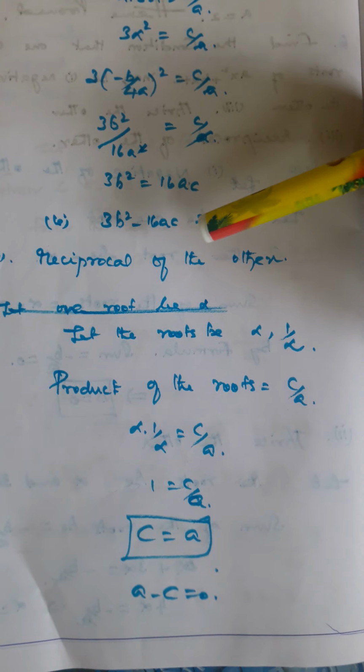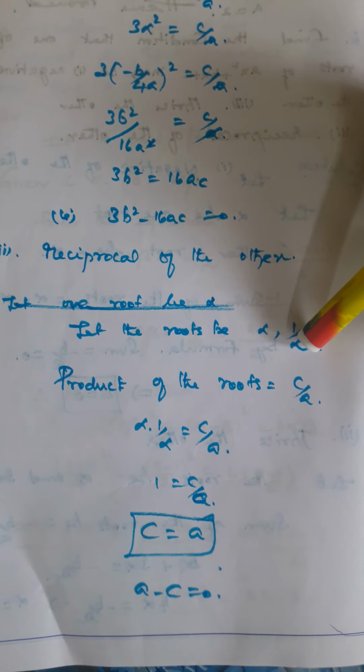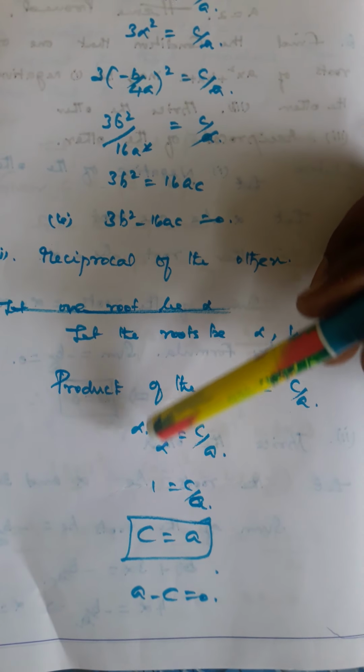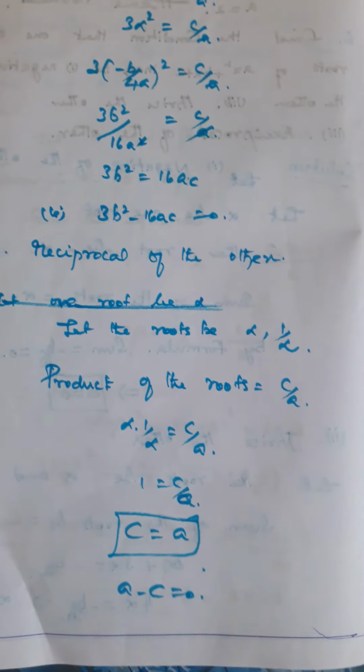So the third one, reciprocal of the other. So reciprocal, you know, that is alpha and 1 by alpha are the roots. Then the product will be 1, that is c by a equal to 1, so a minus c equal to 0.